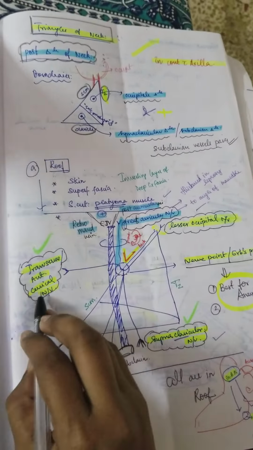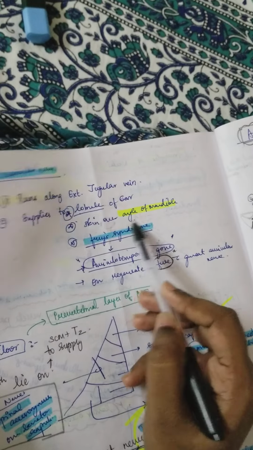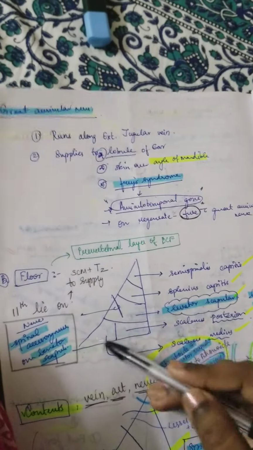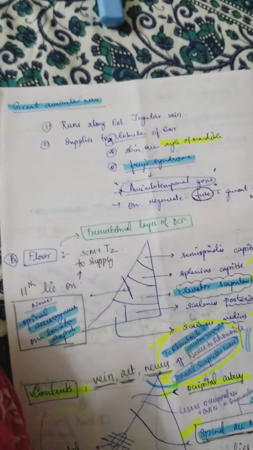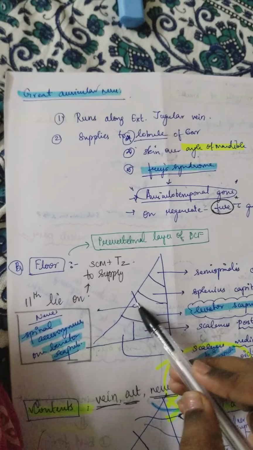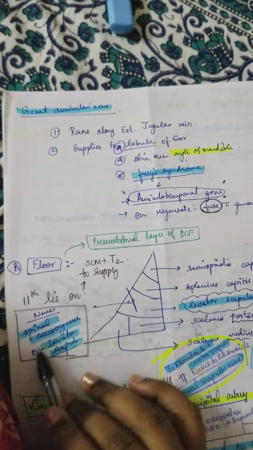Now, I told you about the importance of the great auricular nerve: it runs along the external jugular vein. It supplies the ear lobule and the skin over the mandible, and Frey syndrome, along with the auriculotemporal nerve. Now the floor of the posterior triangle is formed by many muscles. What you have to know is that there is a muscle called the levator scapulae, and on the levator scapulae you have the spinal accessory nerve.